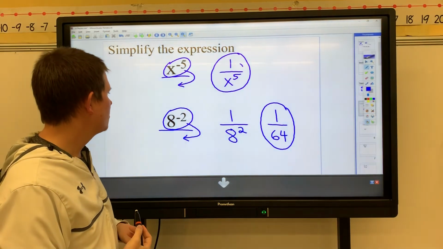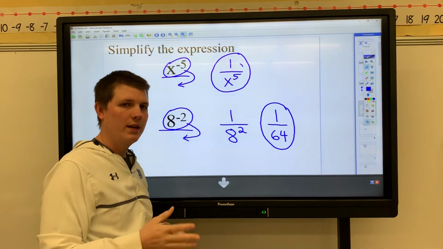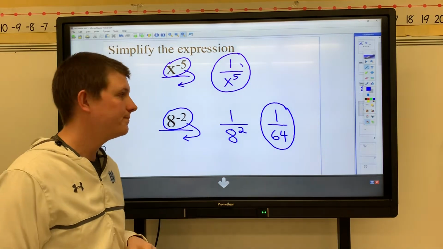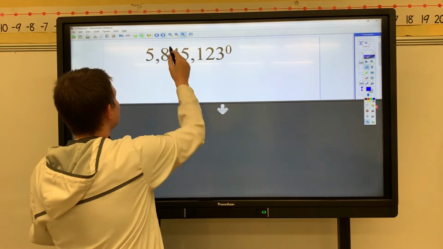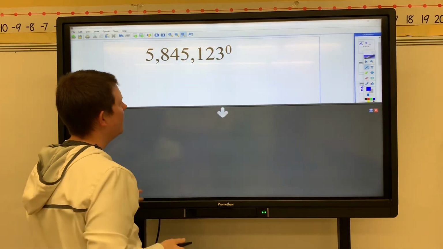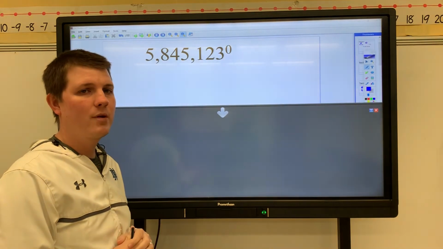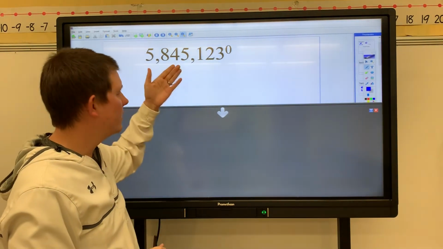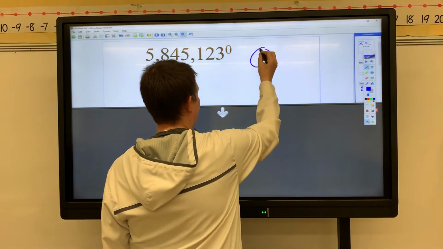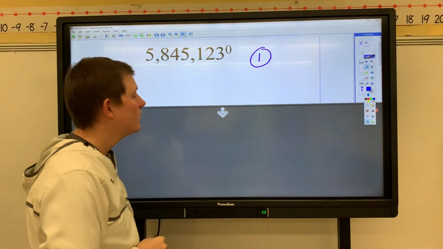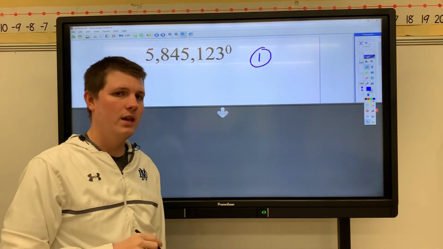So this is what happens when your exponent is negative. You're going to take it and the base, and you're going to bring it to the other side of the fraction. So let's do some examples. 5,845,123 raised to the 0. Remember I said, it doesn't matter. Anything raised to the 0, the answer equals 1. That is your answer. It doesn't matter what the number is. If it's raised to the 0, it equals 1.